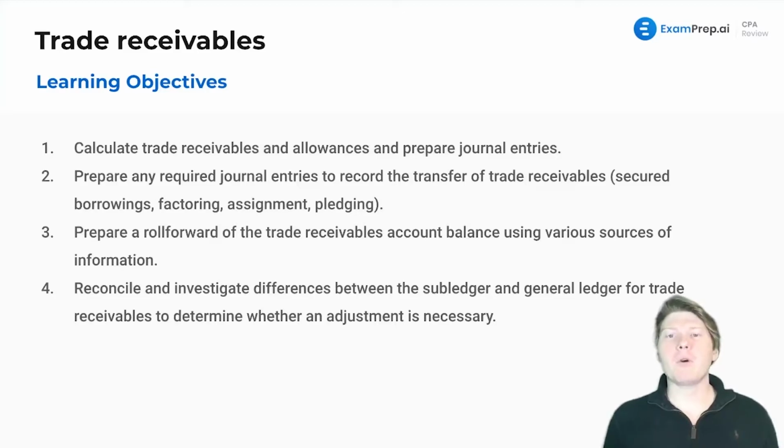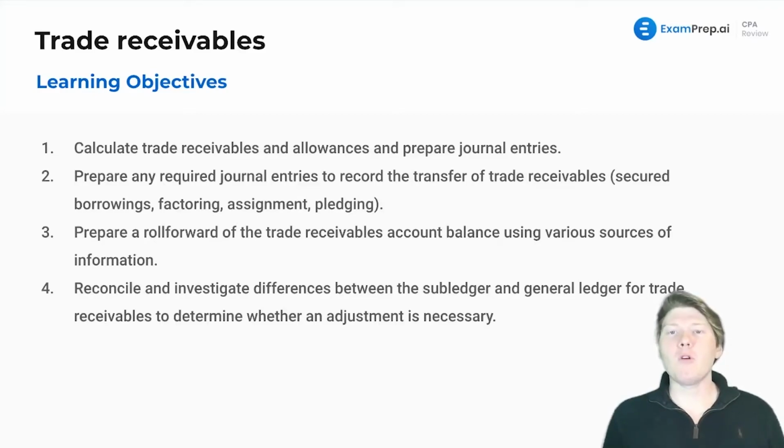We're going to prepare any required journal entries to record the transfer of trade receivables. We're going to dive into what secured borrowings, factoring, all of those items are, right? It's an asset. So you could sell it to someone else, you could lend it, you could borrow against it, just like you can your car or a bank account, investment account, something like that.